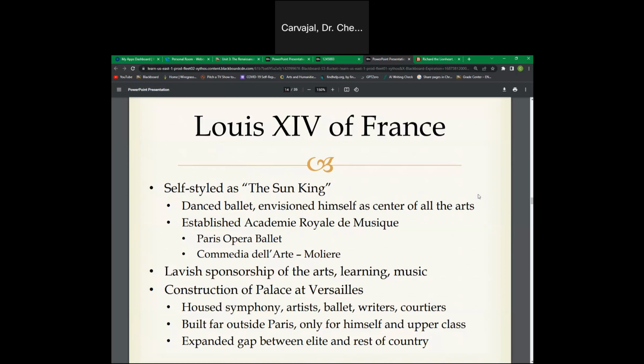I'm going to explain that to you more later, but it will eventually create havoc. And this would end up sparking the beginning of the French Revolution. But that will be later. That's a couple of kings later.